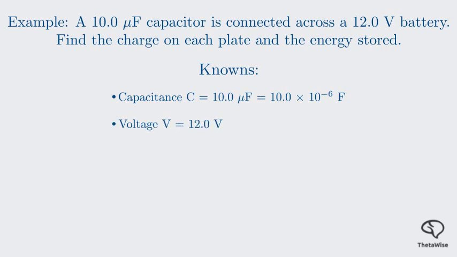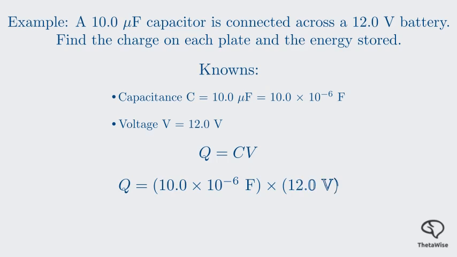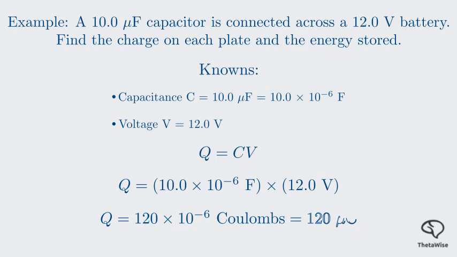Our first goal is to find the charge Q. We can use the fundamental definition of capacitance, C equals Q over V, and rearrange it to solve for Q. So Q equals C times V. We just need to multiply the capacitance by the voltage. Plugging in our values, Q equals 10 times 10 to the negative 6th farads, multiplied by 12 volts. This gives us 120 microcoulombs. This means one plate has a charge of positive 120 microcoulombs, and the other has a charge of negative 120 microcoulombs.